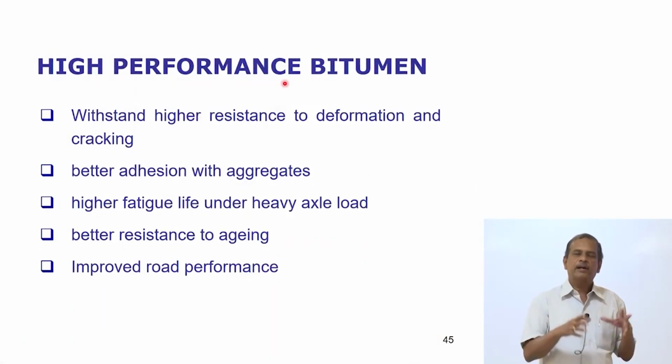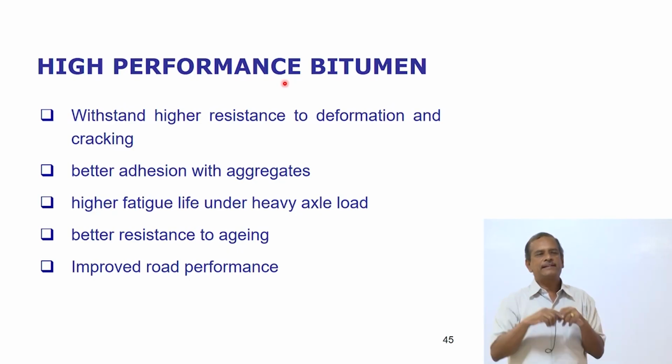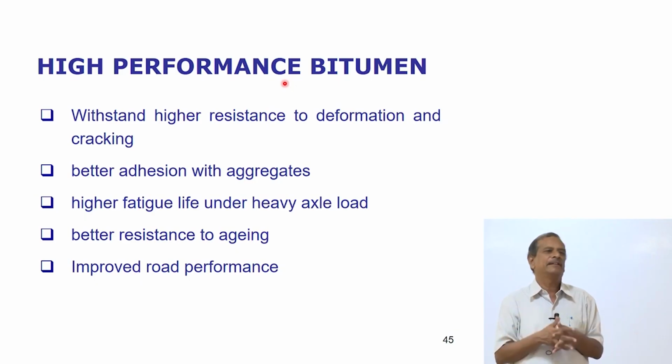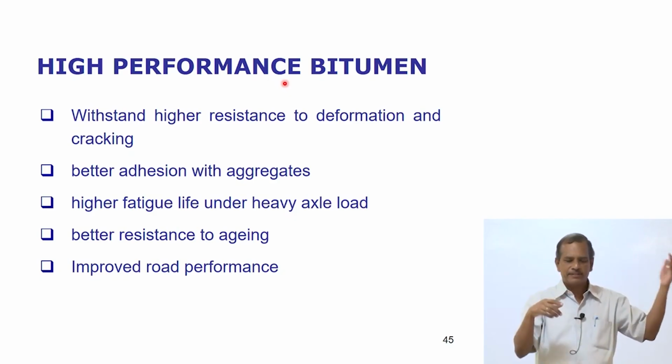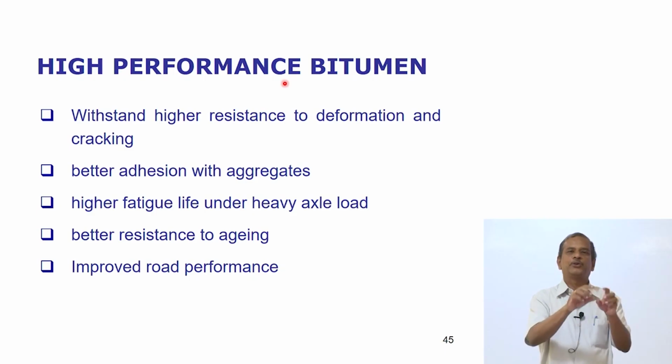Alternatively, you can also use high performance bitumen. Normally, we use bitumen in the top layers. It's called asphalt in America. It's called bitumen in British. Since we follow British terminology, we call it bitumen. So, this bitumen, when used in a top layer, has to withstand high resistance to deformation and repeated application of loads. It should not rut.